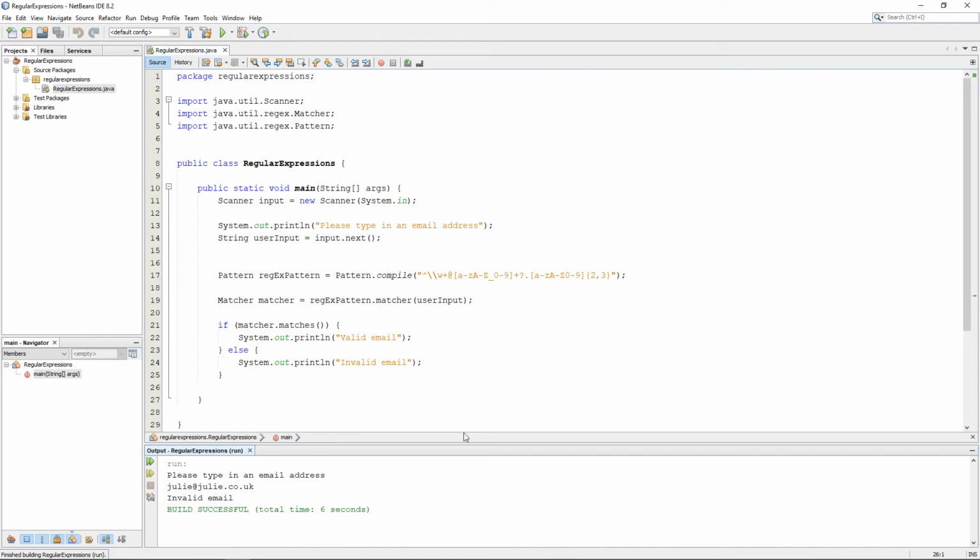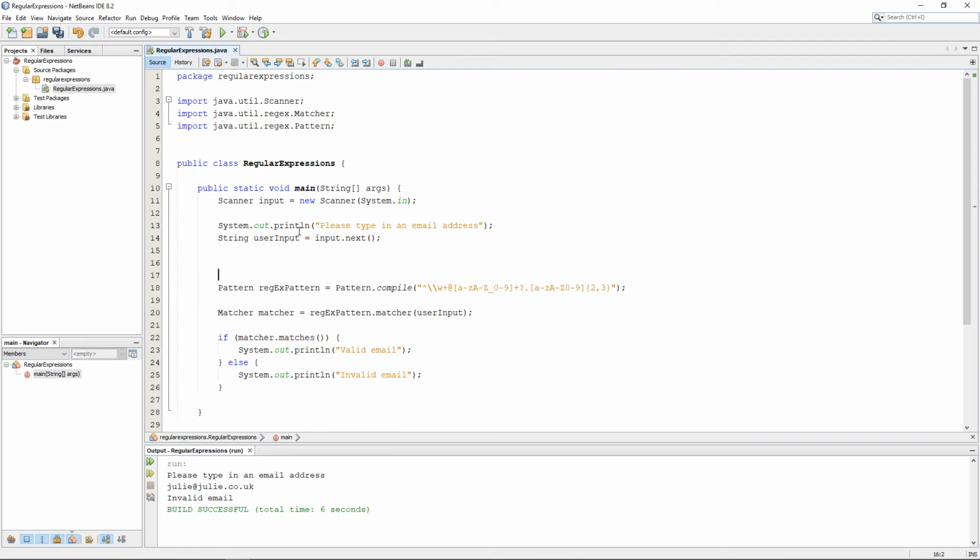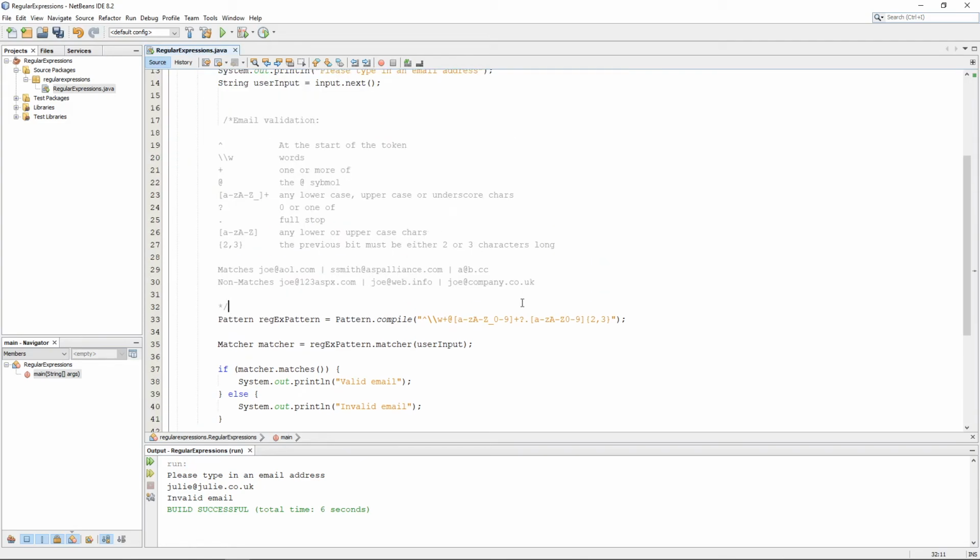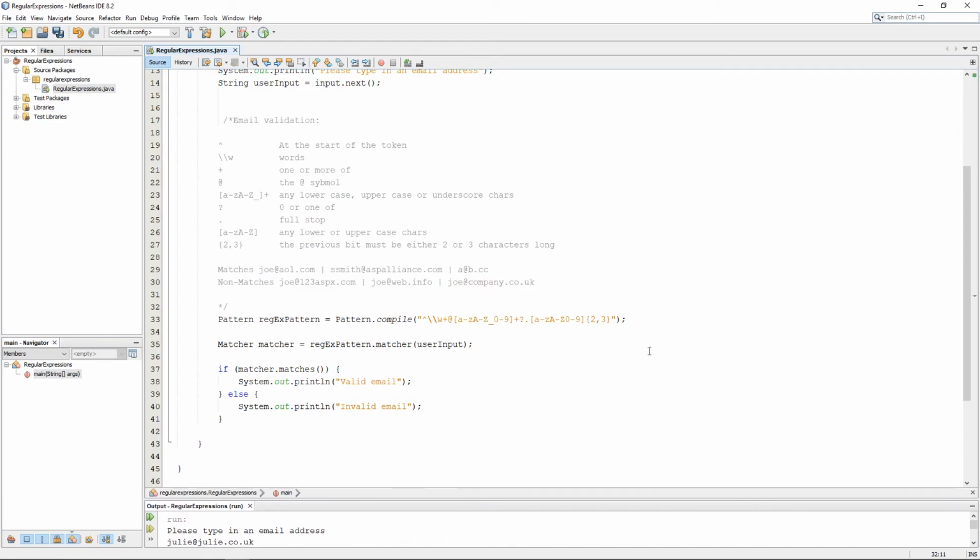Now, earlier I told you this regular expression pattern was a pants one. It's a rubbish one, because in terms of my pattern, there are certain things that it matches and there are certain things that it doesn't match. Now, I'm going to cheekily paste some comments in. All right, so here's my comments as to what my regular expression is doing.